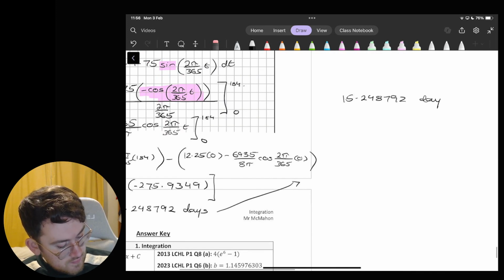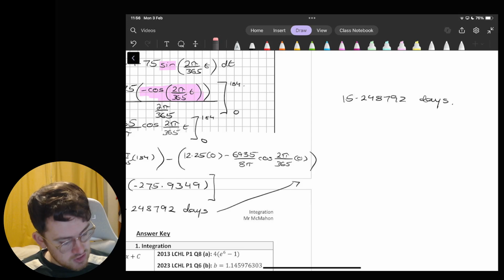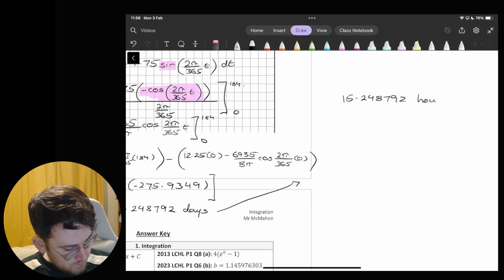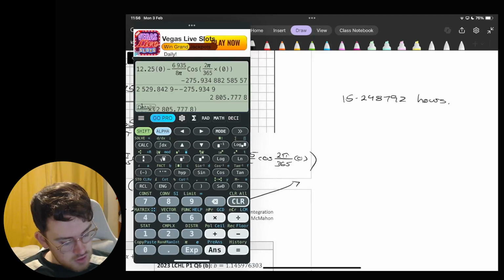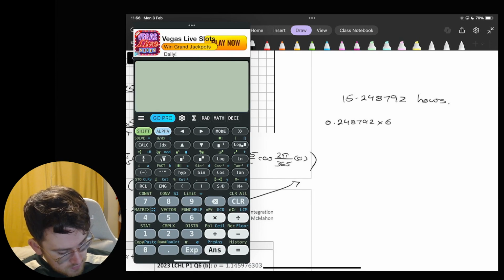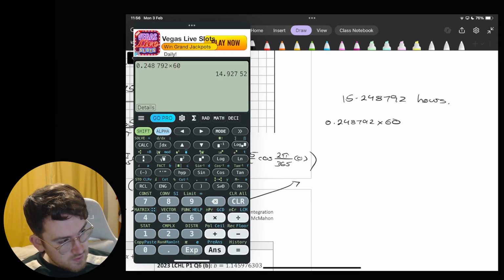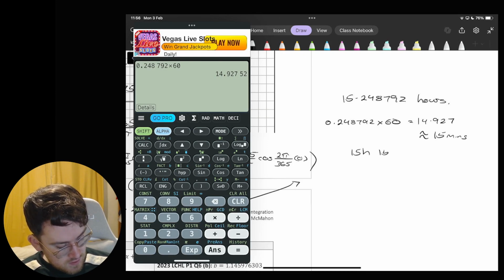0.248792 days. Okay, so if we want to convert this then to hours and minutes, or sorry, excuse me, that is hours, that's measured in hours. So that's hours. Okay, if we want to convert this to minutes, we have 0.258 converting that to minutes gives me 14.927, which of course is around about 15 minutes. So we can take that as 15 hours, 15 minutes.